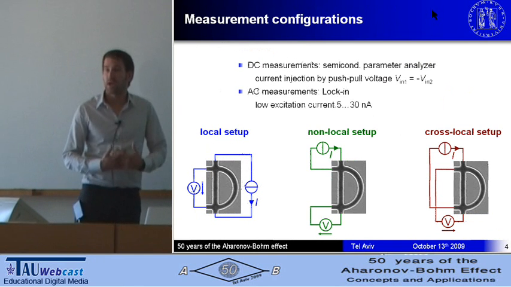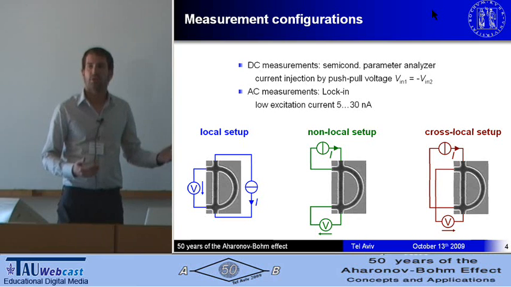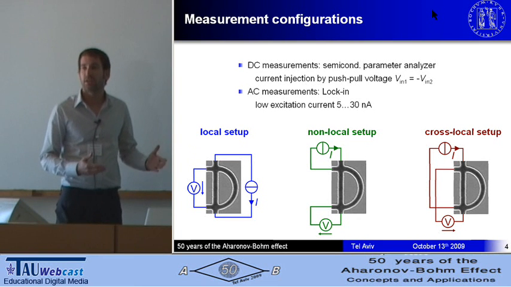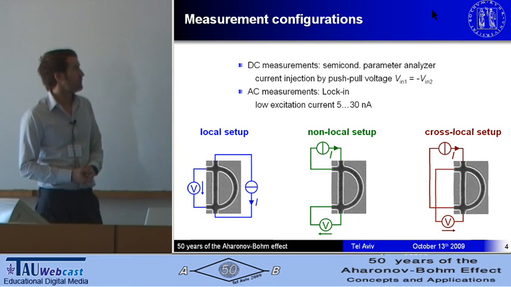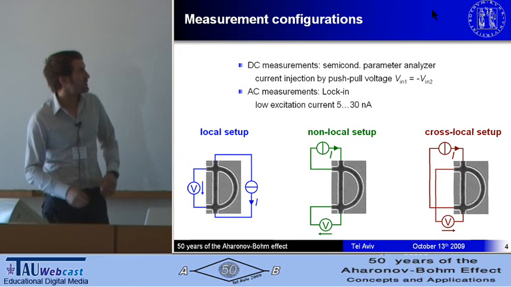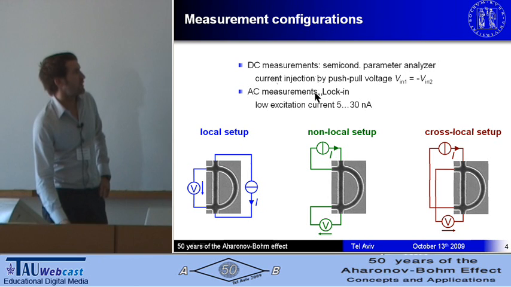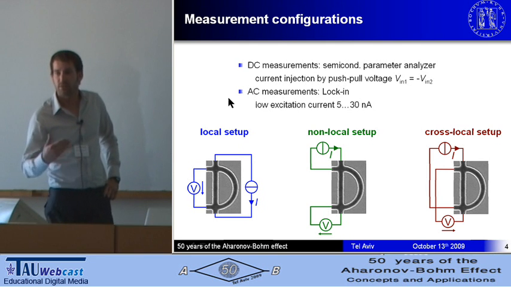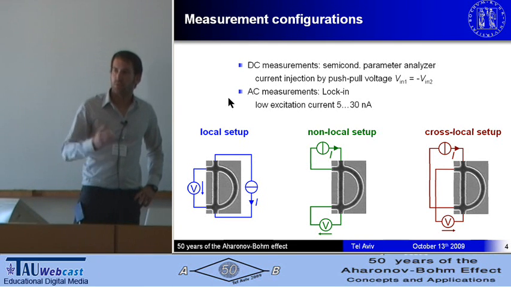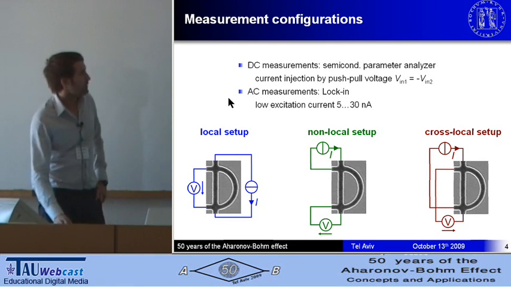We did two kinds of measurements. On the one hand, we did measurements in the nonlinear regime. That is, we used DC voltages and currents. We used a semiconductor parameter analyzer and injected a current via a push-pull voltage. On the other hand, we used AC signals to work in the quasi-linear regime with low excitation currents, usually in the range of 5 to 10 nanoamps.